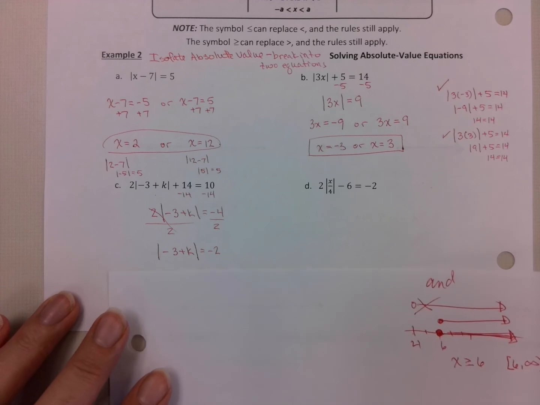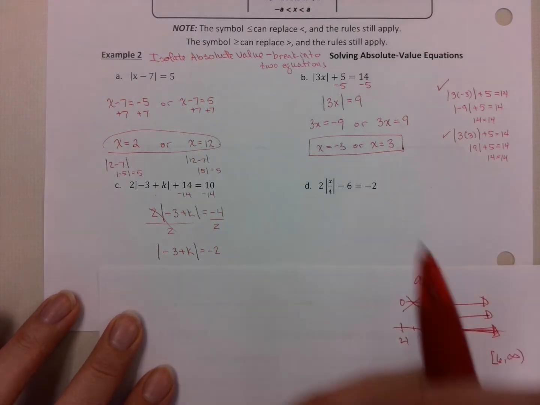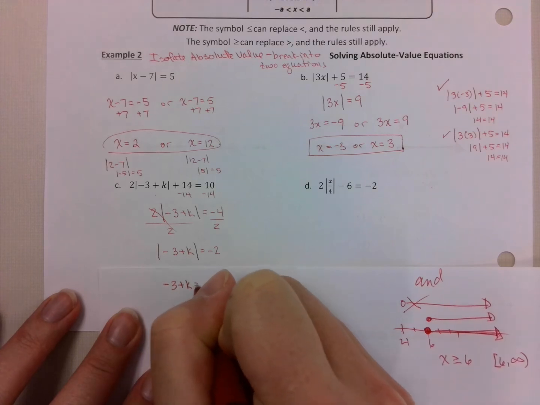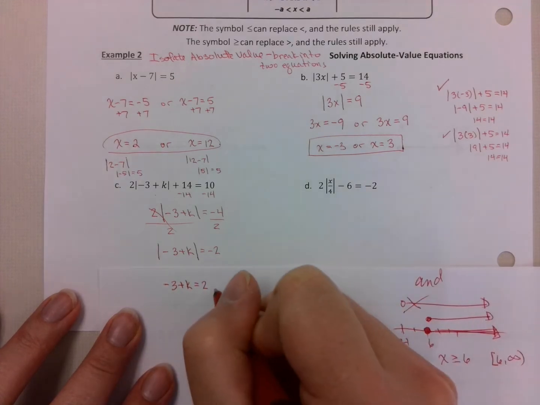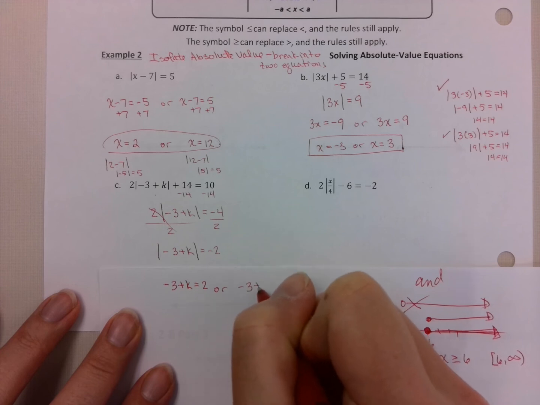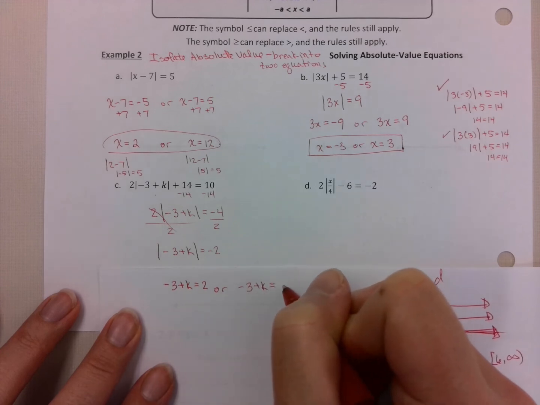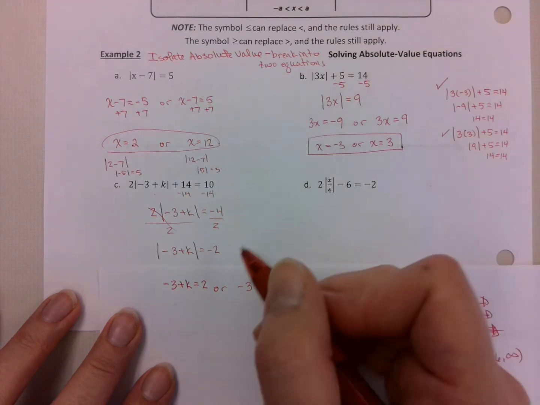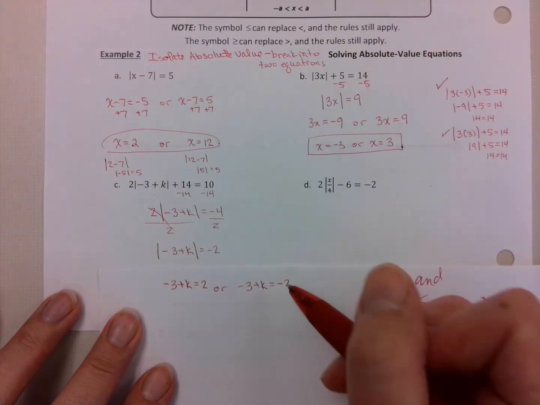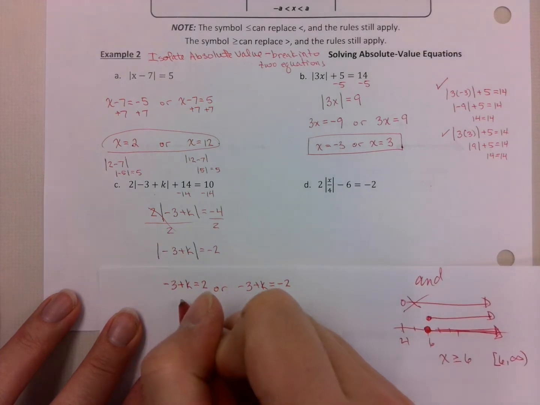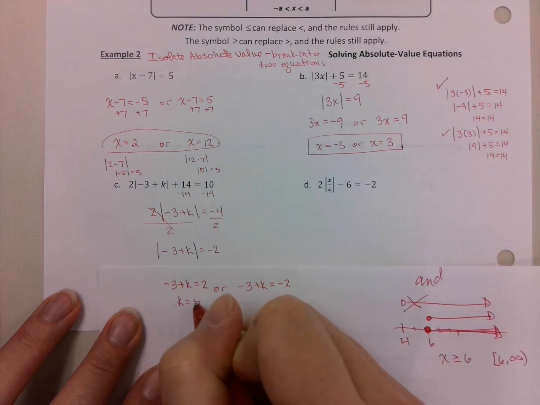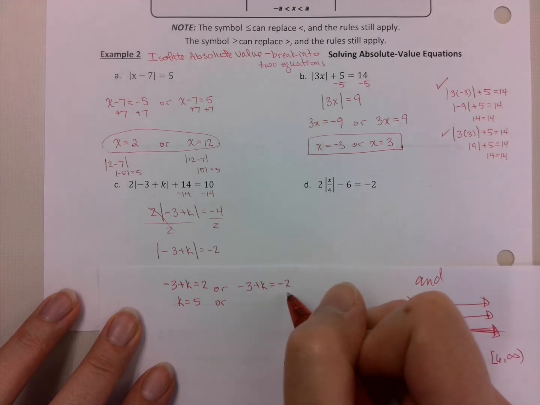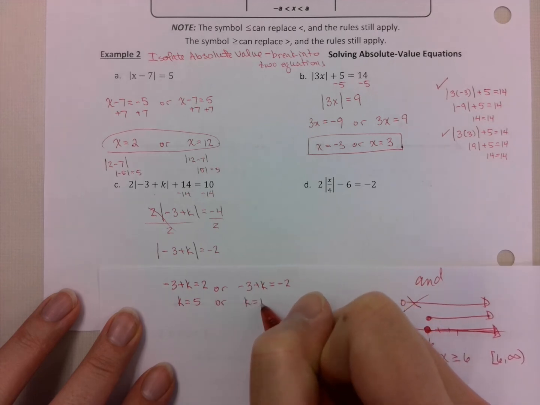Now let's say you weren't really seeing that and you just started going. You would have said, hey, what's inside, negative 3 plus k, equals a negative 2, or what's inside equals a positive 2, which would actually keep the negative sign. So negative, positive would be the same negative sign there. So then I go to solve it and I get k equals 5, or I add 3, and I get k equals 1.